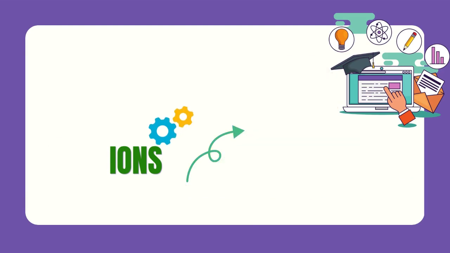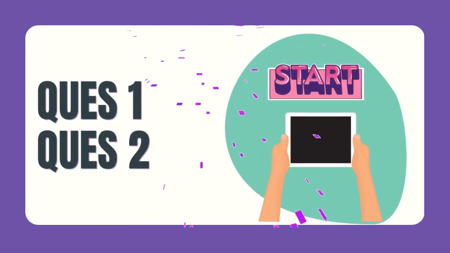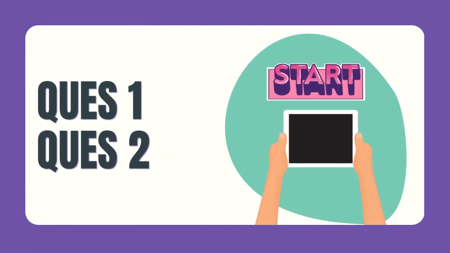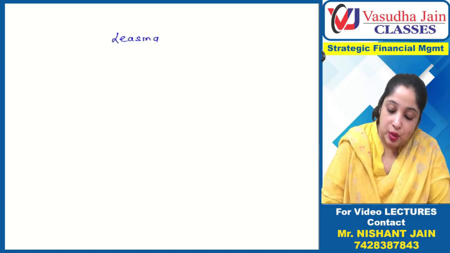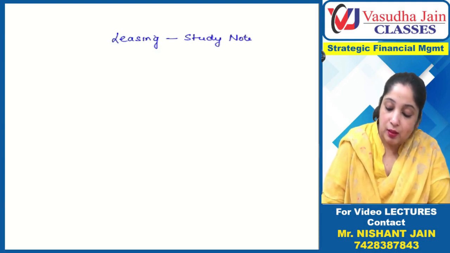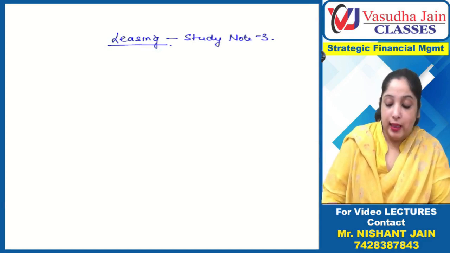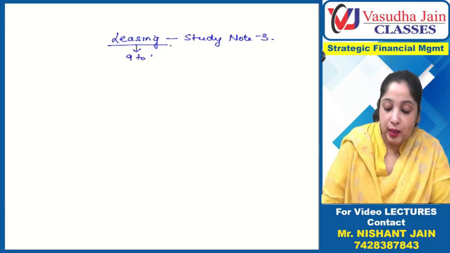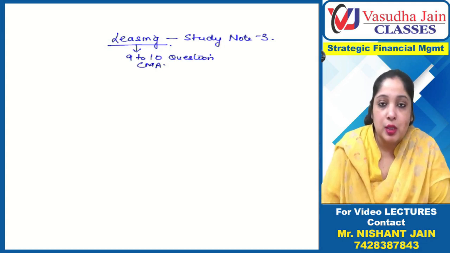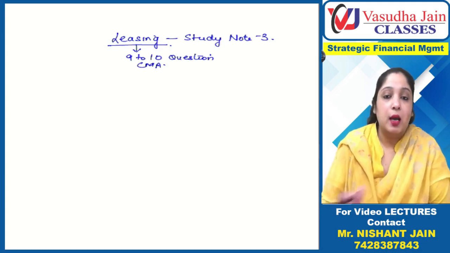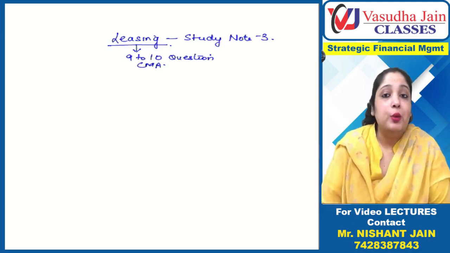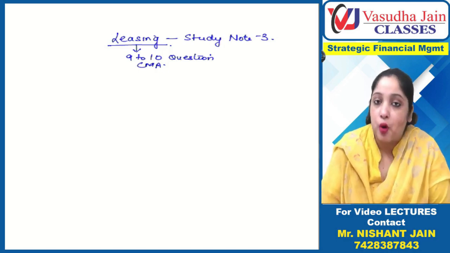In today's session, we are going to study a new study note, which is your leasing chapter. Leasing is study note number 3. Now in this study note, basically there are around 9 to 10 questions given in your CMA module. We are going to focus on those questions. Each question is different from the other question. So basically there are 9 to 10 cases which you are going to focus on.